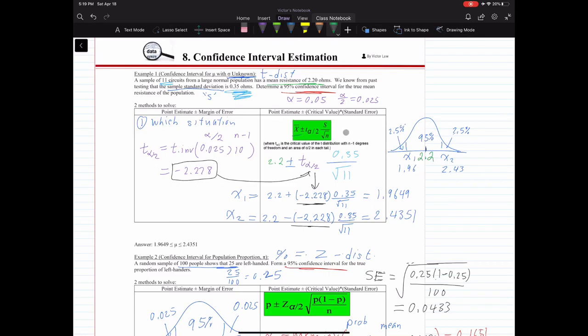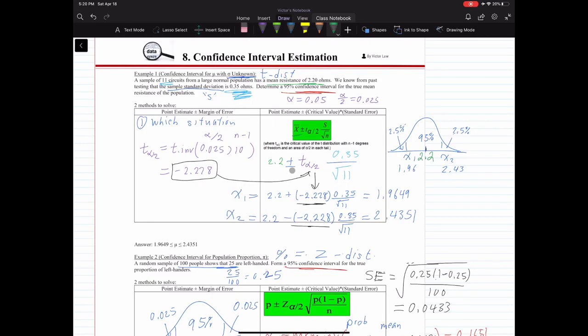For the normal distribution, for the z distribution, we can use the NORM.INV formula to get x1 and x2 directly. But for t distributions, Excel does not have one single formula that can directly help us get x1 and x2. So therefore, we need to use the algebra here. And in this algebra here, our point estimate is the x bar. X bar is your 2.2, that's your mean.